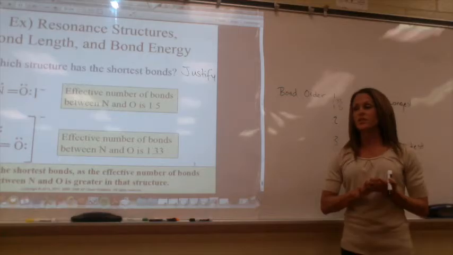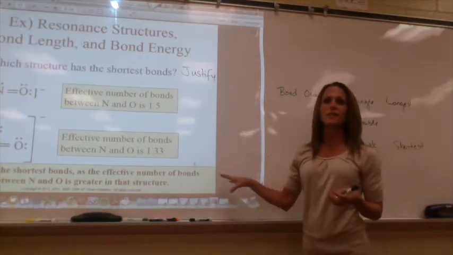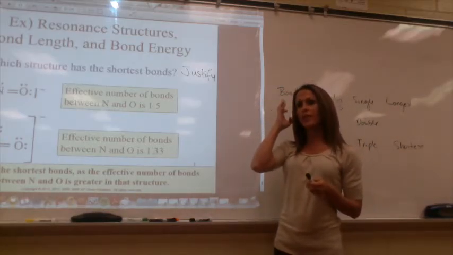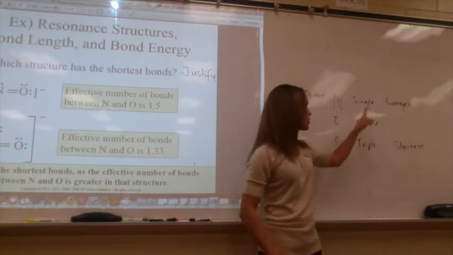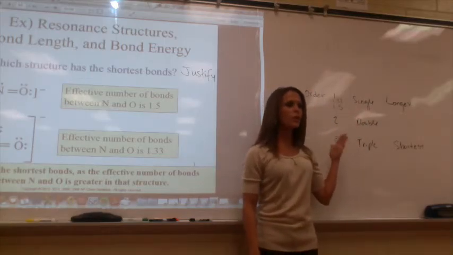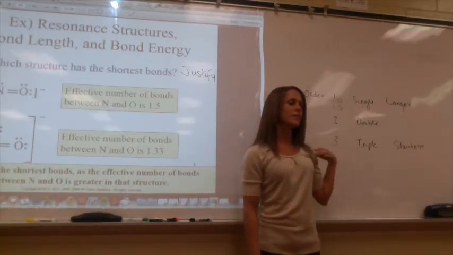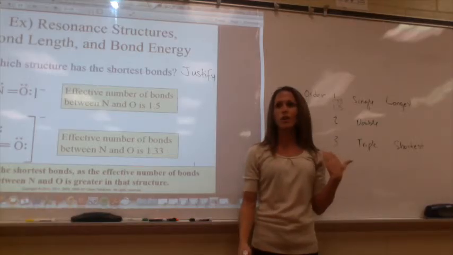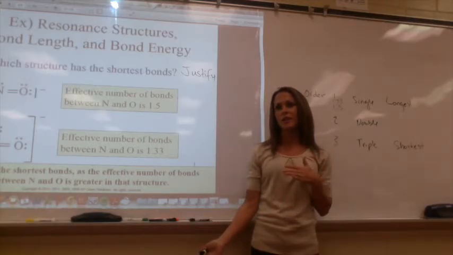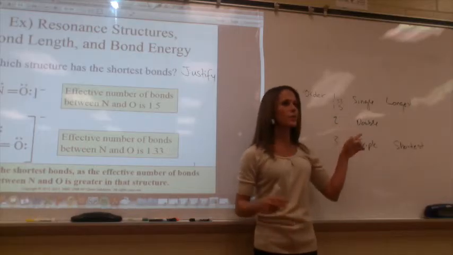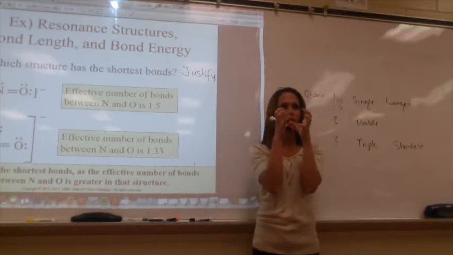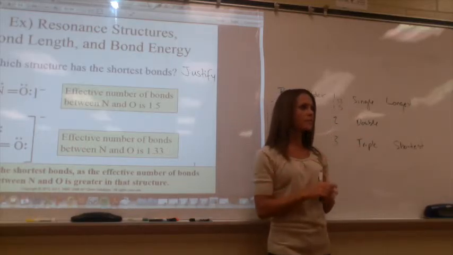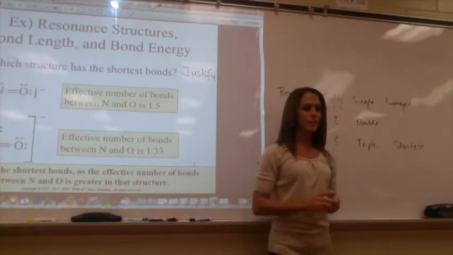Most often, students will get the correct effective number of bonds, but your brain kind of plays a trick on you and you forget this. So you'll automatically just say that 1.5 must be longer because it's a bigger number, but in fact it's shorter because the electrons are holding that bond tighter. Does that make sense? Okay.